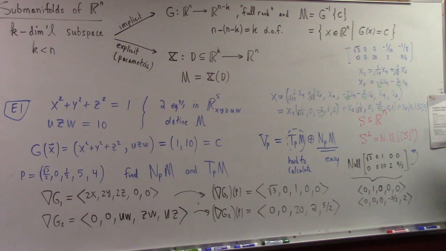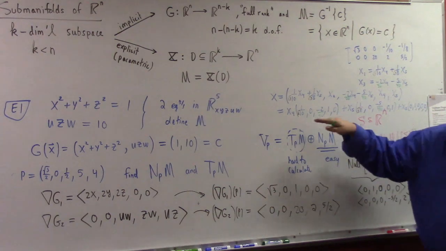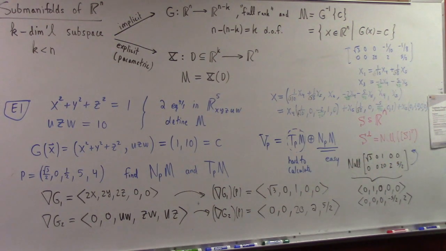So there you go. And by construction, these are linearly independent because they're the basis for the null space. And there you have it. That's your tangent space. That's what the calculation looks like if we're describing the surface implicitly.